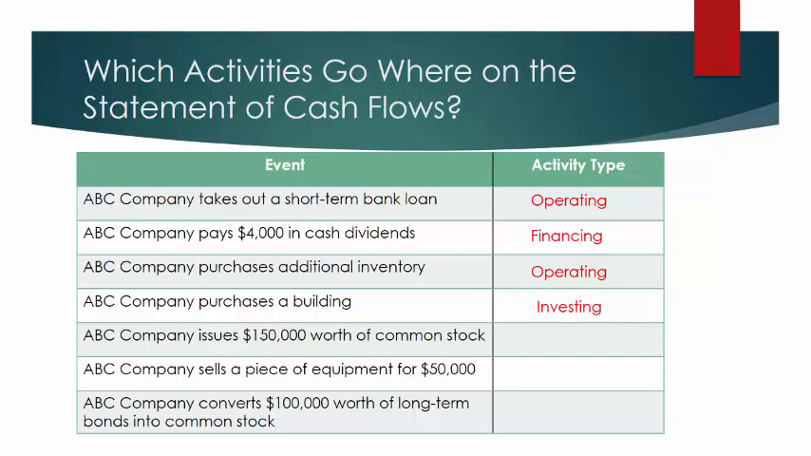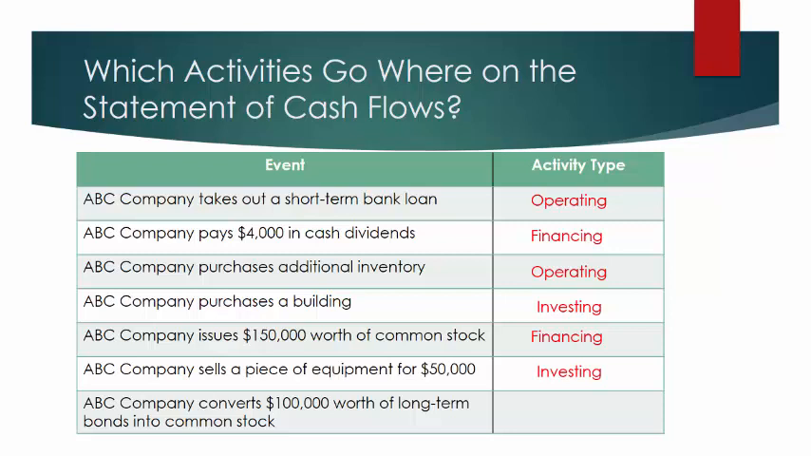in the investing section. If ABC Company issued $150,000 worth of common stock and received cash, that's a piece of financing. That's how we bring funds into the business. It's an equity account, and all equity accounts affect the financing section of the statement of cash flows. If ABC Company sold a piece of equipment for $50,000, well, that piece of equipment is a non-current asset. It would go into PP&E. And just like we had with the building above, all non-current assets get reported in the investing section.